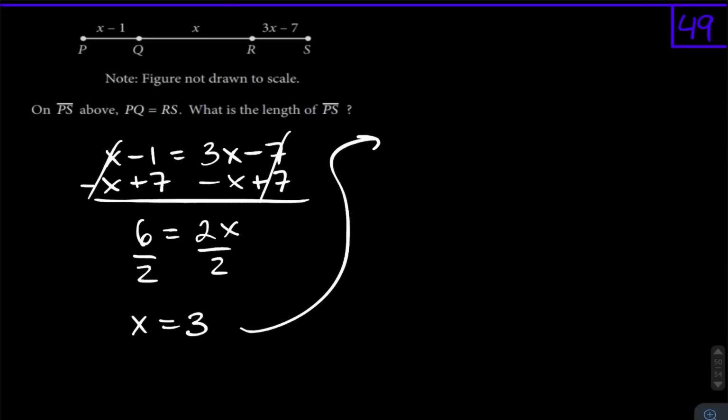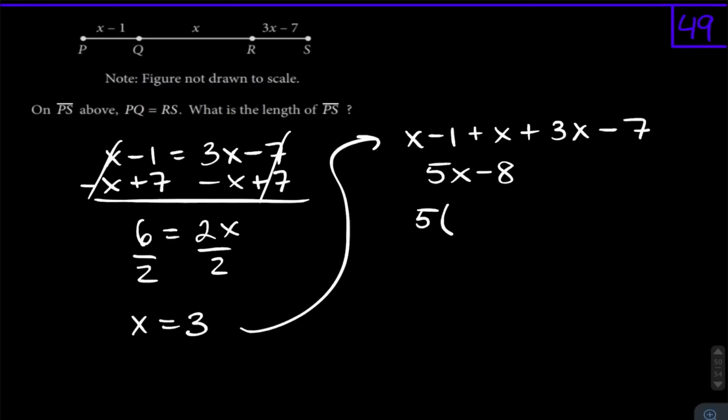So now we know what x is, and so we can find this entire segment. We know that the length of that entire thing is going to be x minus 1 plus x plus 3x minus 7. And when we add all of those up, we get 5x, x plus 3x, and we get minus 1 minus 7, and that's minus 8. So plug in 3 for x, and we get 15 minus 8, and that is 7. And right there is the answer to question 49.